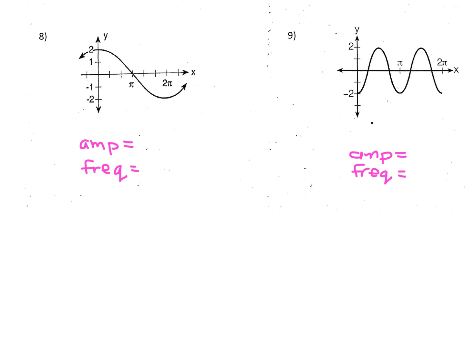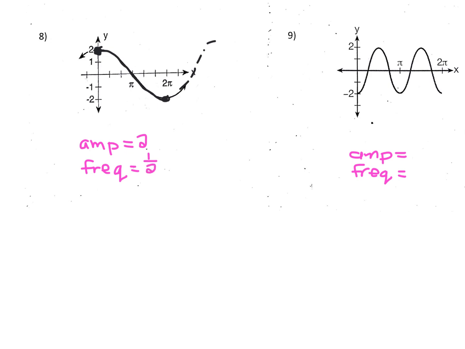All right, number 8. Let me just fill out the amplitude and frequency. The amplitude would be 2, right? The height from the midline is 2 units. Now the frequency. We can see here that this is a cosine curve, right? It's starting up high on the y-axis, and then it's dropping down low. Between 0 and 2 pi, isn't this just the first half of a cosine curve? We would need to keep going to finish it off. So from 0 to 2 pi, this is only half of a cosine curve, so my frequency would be 1/2.